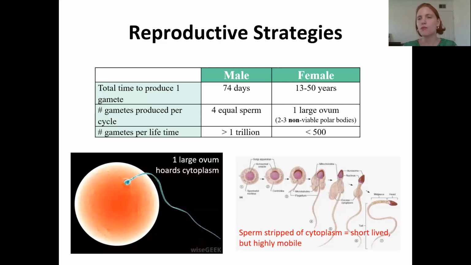Okay, so male sperm are very short-lived. They don't live very long, because they don't have the cytoplasm to make the journey. So get to the egg, deposit it, you're done.